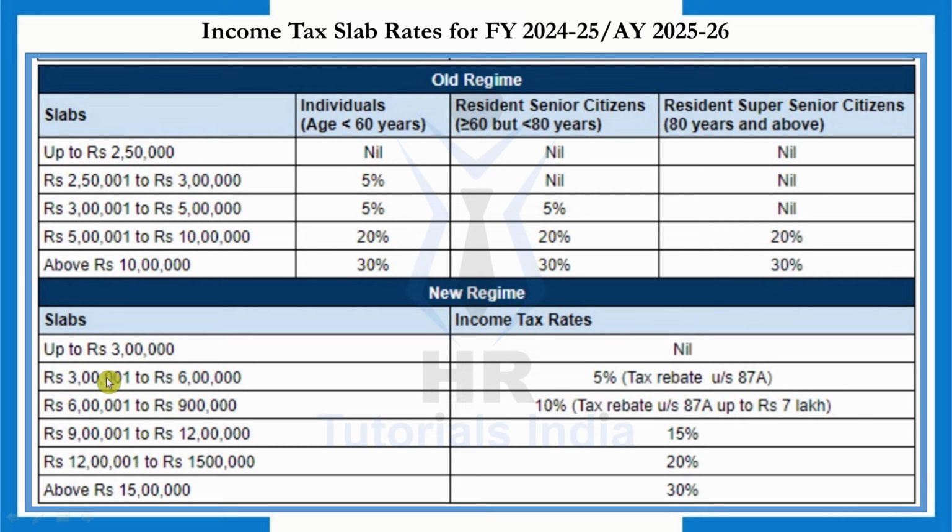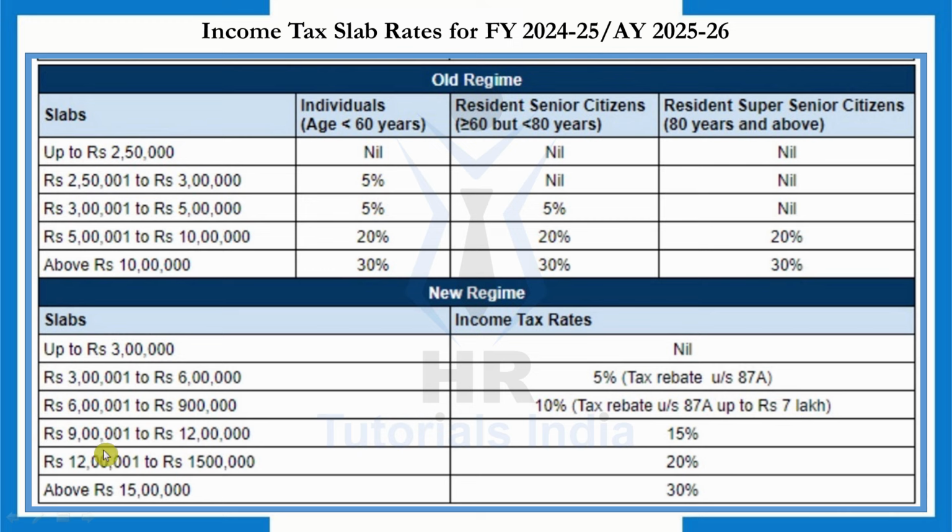For employees whose salary is up to 3 lakhs, the tax rate is nil. For salary between 3 lakhs and 6 lakhs per annum, the income tax rate is 5%, but that can be rebated under section 87A. For salary between 6 lakhs and 9 lakhs, the tax rate is 10%, and the rebate under 87A is available up to 7 lakhs.